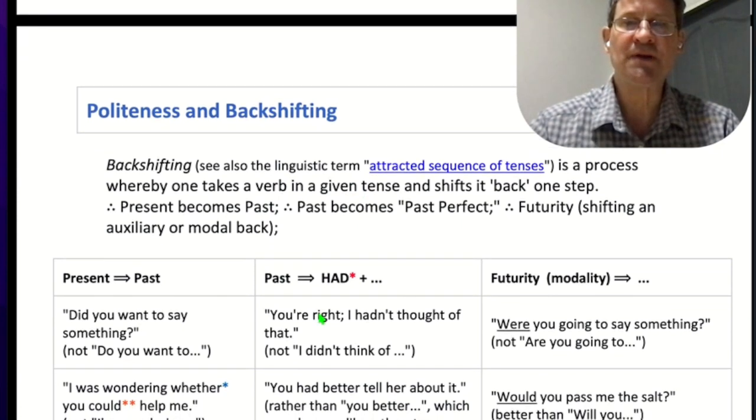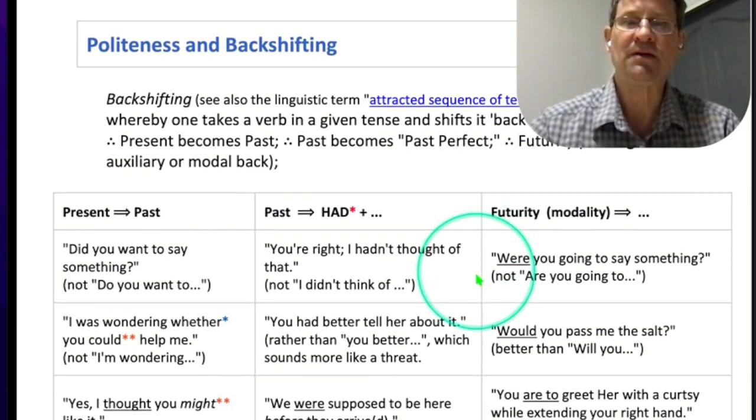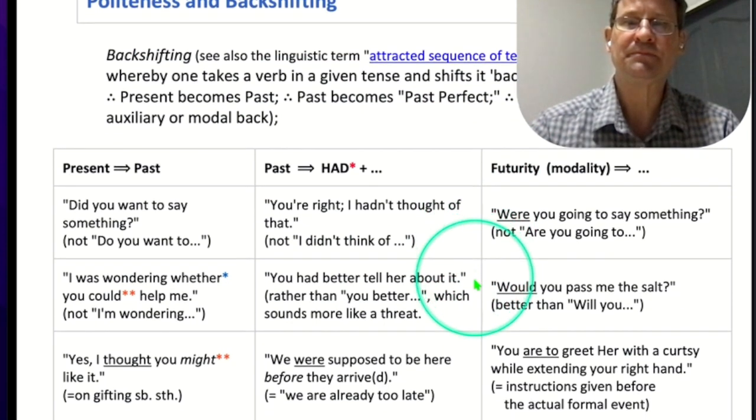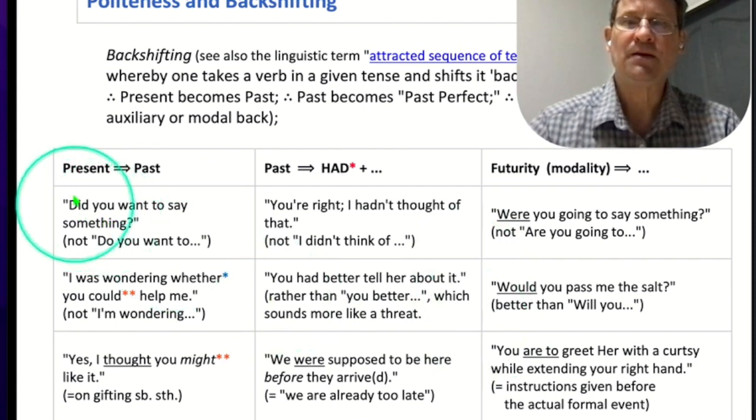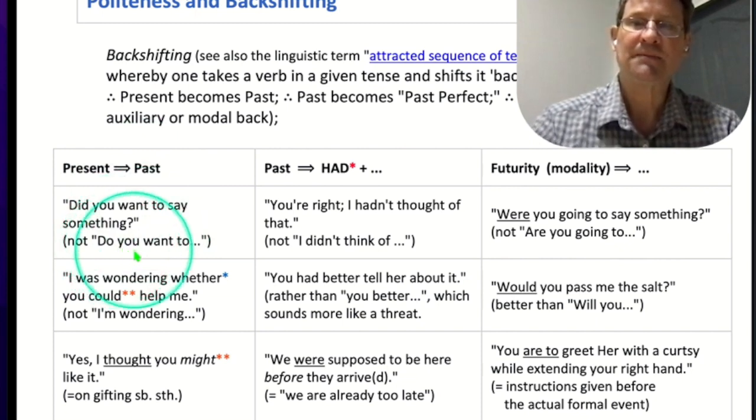Politeness and backshifting. You take a verb and you're putting it one step back. Take a look at the table here. You take the present to the past. Did you want to say something? It's better than do you want to say something?